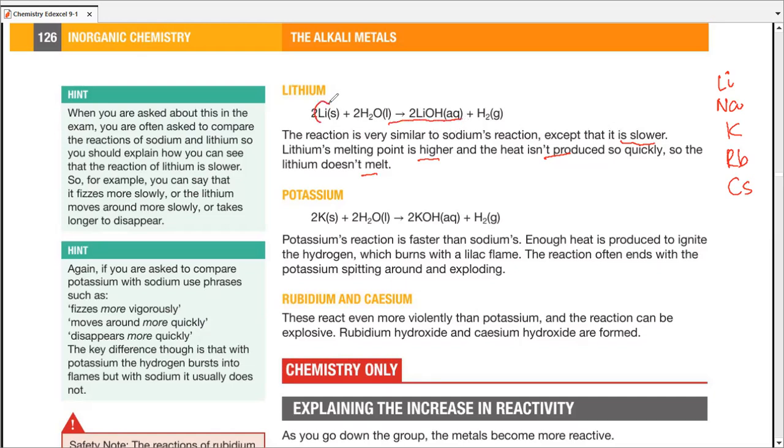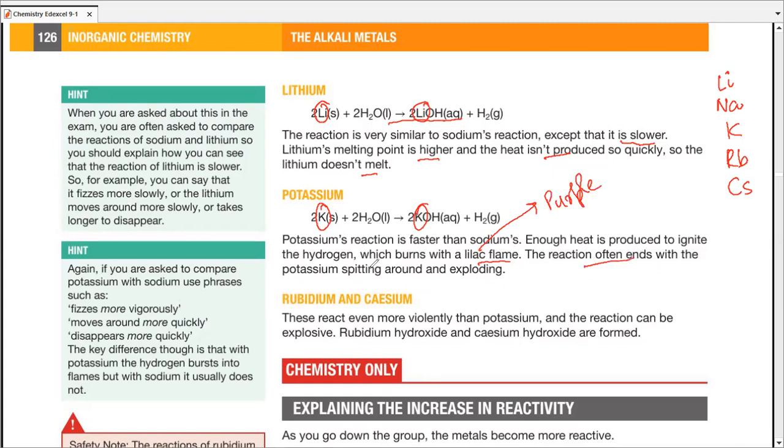We just replace the M with Li and Li. If I do the same, I would replace it with K and K for potassium, Rb and Rb for rubidium, Cs and Cs for cesium, and it works the same way with francium. Potassium is present below sodium in the group in the periodic table, which means its reaction is going to be faster than sodium. Enough heat would be produced to ignite that hydrogen. It burns with a lilac flame. Lilac is closer to purple color, right?